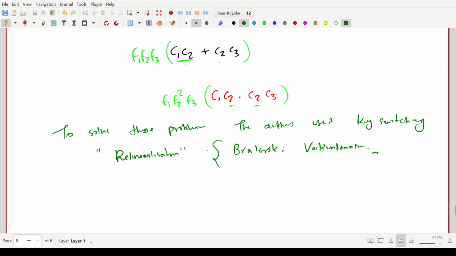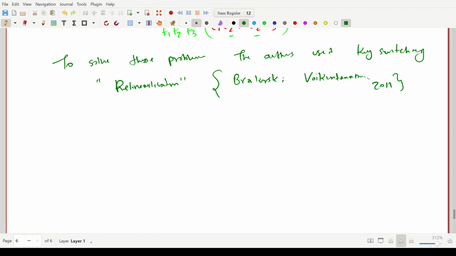In 2011, this paper had the title "Efficient Fully Homomorphic Encryption." What the authors suggested is to give the evaluation key also. Instead of just the public key, you have to give one more key, that is the evaluation key.